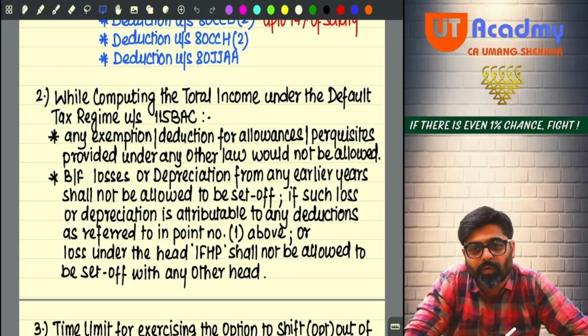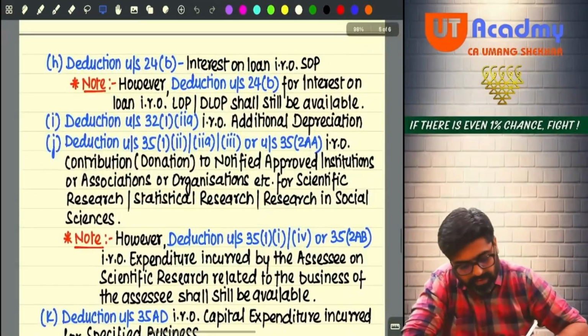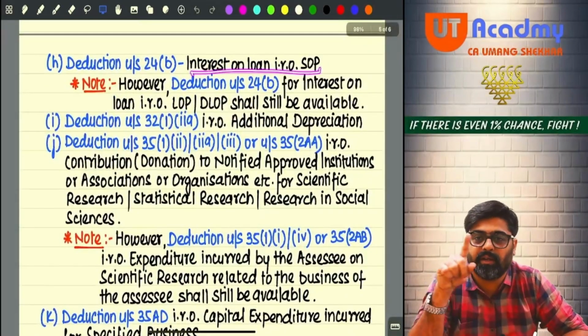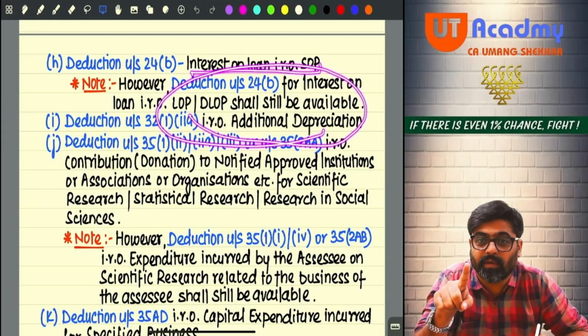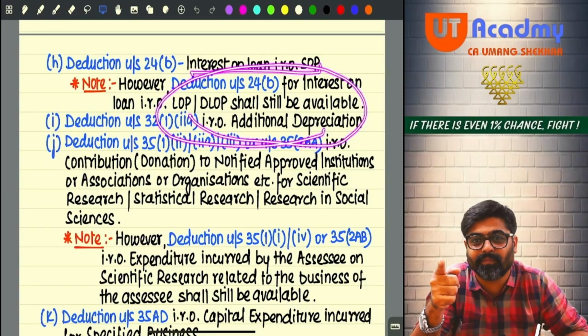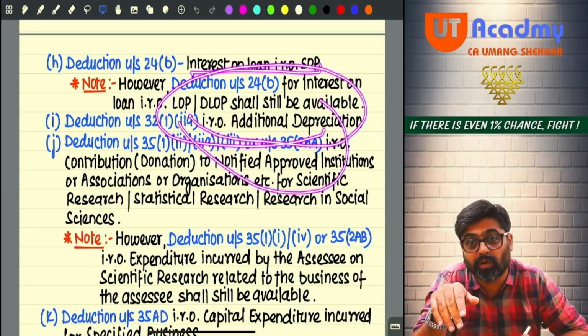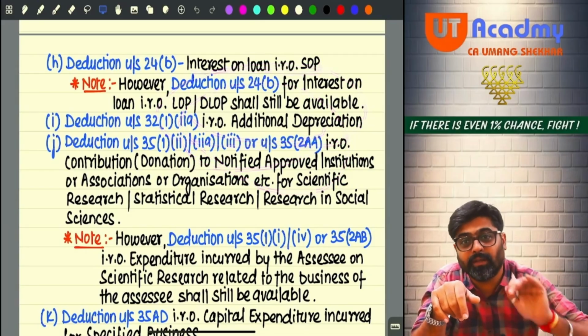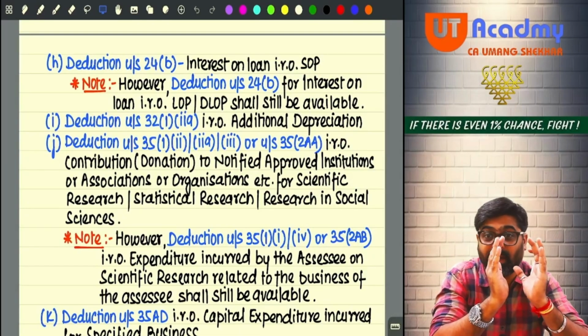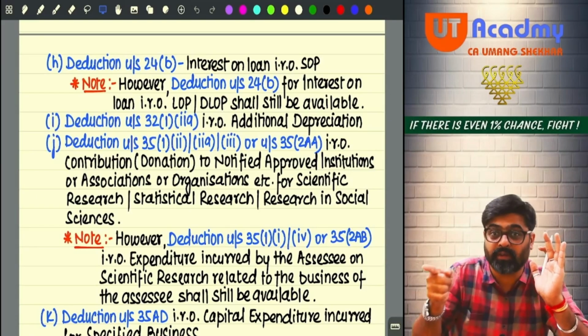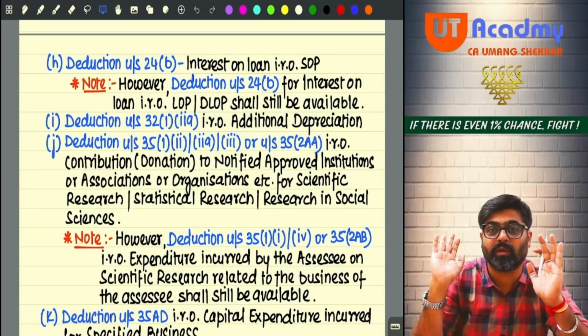When you claim interest on SOP, will it be allowed or it will not be allowed? Not allowed. Interest on LOP, DLOP will be allowed. And don't you think because of this interest deduction under LOP or DLOP, there will be a loss? Now what if that loss is not getting set off within the head? Now what you will do? There will be a house property loss, and now the house property loss will not be because of SOP, because SOP interest is not allowed only.